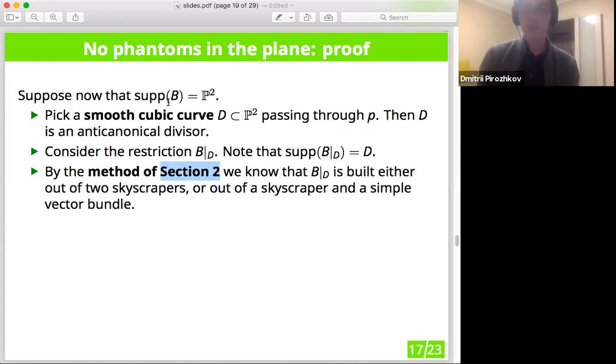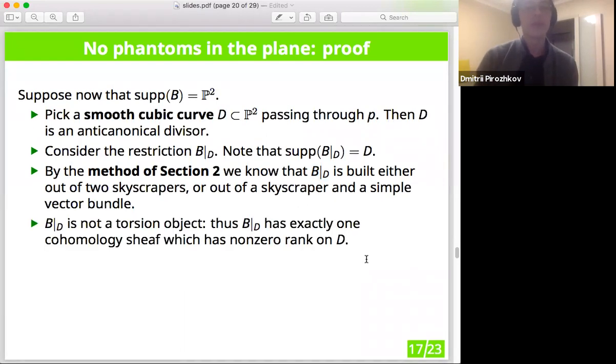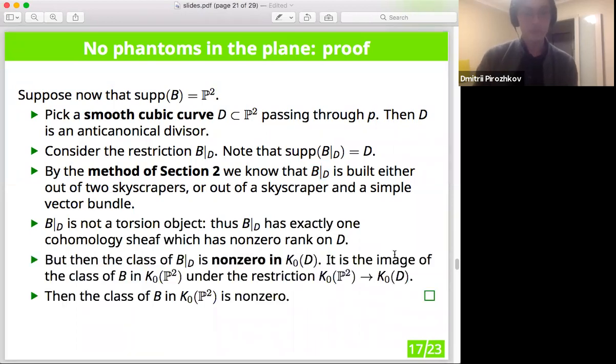So since the support of the object B was the whole projective plane, the support of the restriction will also be the whole curve D. So now we know that this restriction of B to this divisor cannot be built out of two skyscrapers because the support is full. So it is built out of a skyscraper and a simple vector bundle. And this implies that there is exactly one cohomology sheaf which has non-zero rank. And as I have mentioned previously, this implies that the class of this restriction is not zero in the Grothendieck group of sheaves on this smooth elliptic curve.